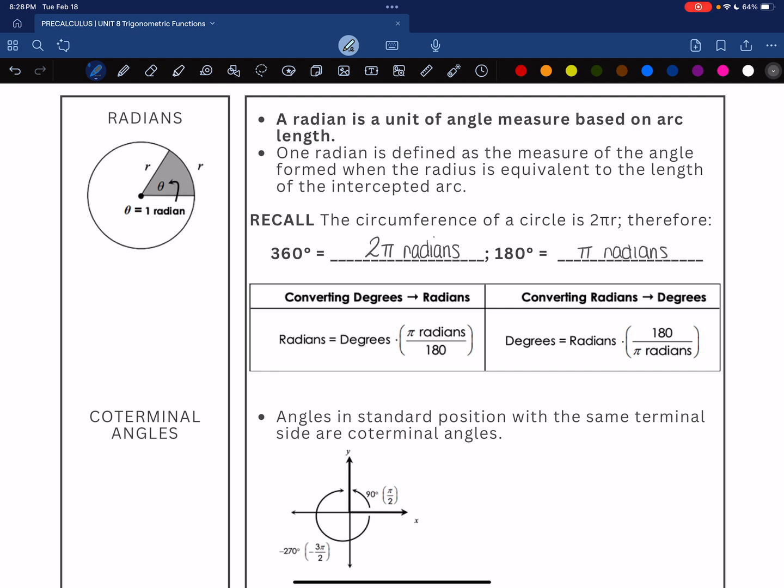So when we're converting from degrees to radians, you're going to take your degree measure and multiply it by this little unit conversion where you have pi radians over 180 degrees. And if instead what you're working with are radians and you want to go to degrees, then you'd multiply your radians by 180 degrees over pi radians. So those are our conversions that we're going to need when we're going between these 2 units of measure.